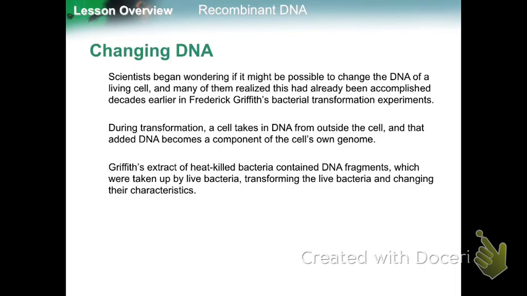Scientists started wondering if DNA could be changed in a living cell, and they looked back on Griffith's bacterial transformation experiments and thought, this has already been done. Remember that during transformation, a cell takes in DNA from outside the cell, and that DNA becomes a part of the cell's own genome. In Griffith's research, there were heat-killed bacteria whose DNA was taken up by live bacteria. That transformed the live bacteria and caused it to become harmful pneumonia-causing bacteria.